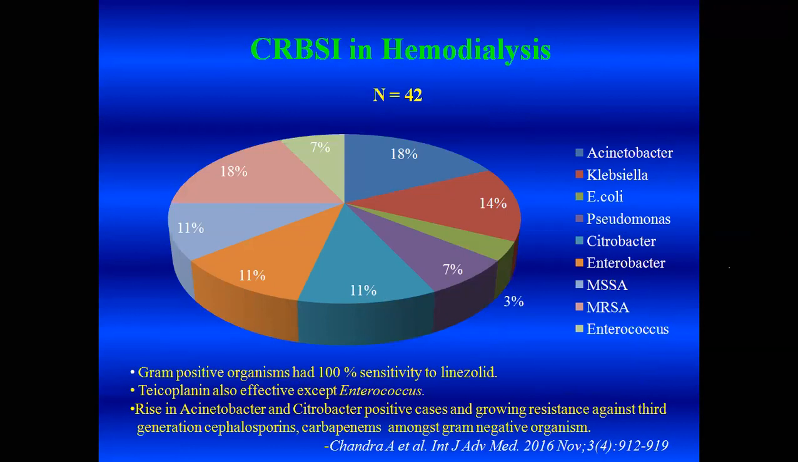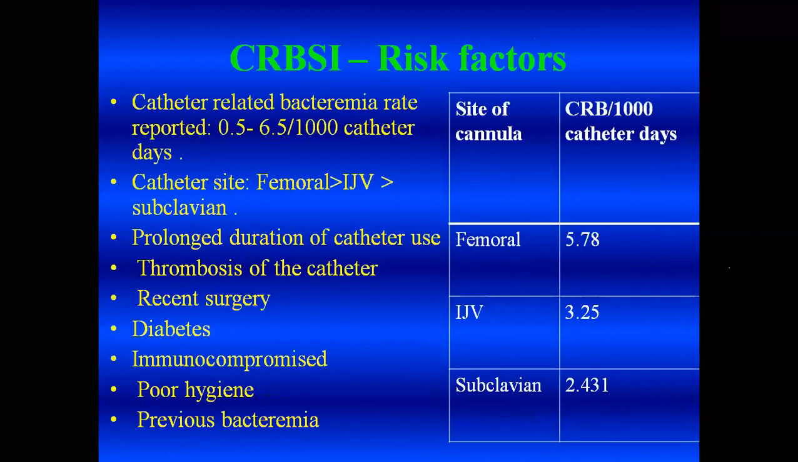And this is another paper from India published in the International Journal of Advanced Medicine by Chandra in 2016, which also shows that in these 42 positive samples, gram-negative organisms are significantly high as well, and more common perhaps than MRSA and MSSA. When they had gram-positive organisms, there was 100% sensitivity to linezolid, but the overuse of teicoplanin is responsible for Enterococcus now developing resistance to teicoplanin, and that may become a problem in the near future.